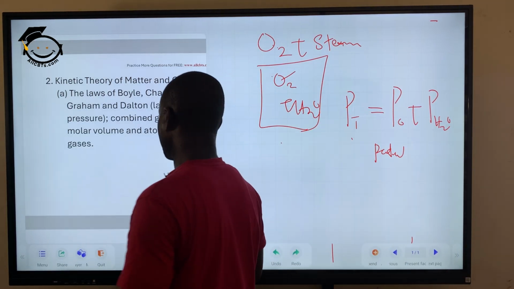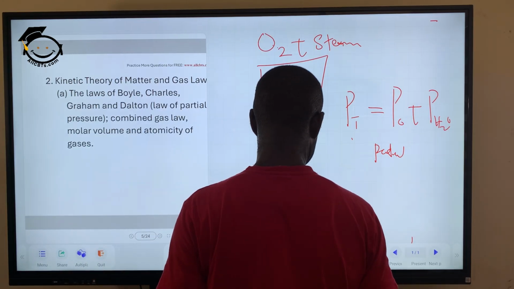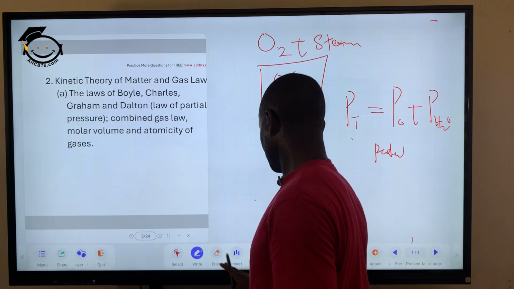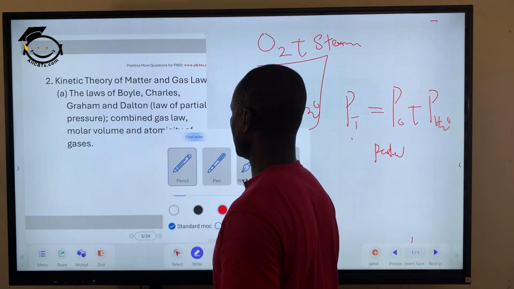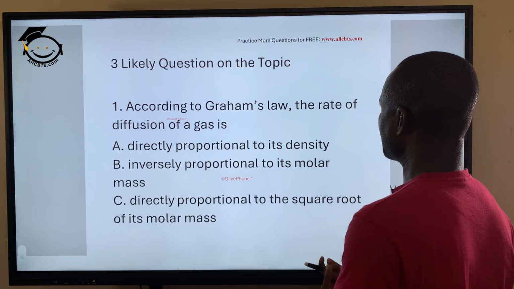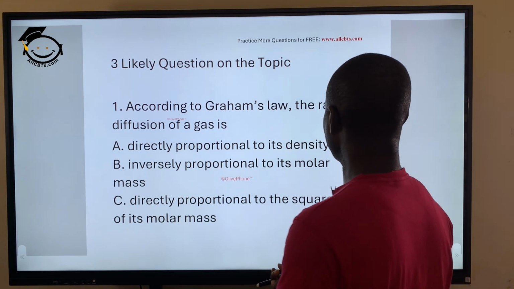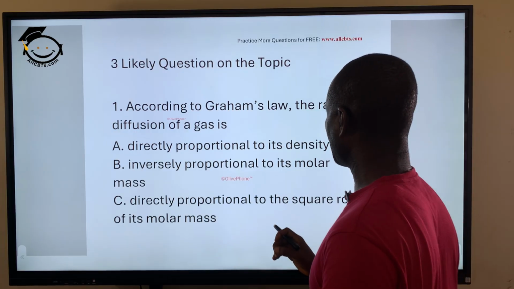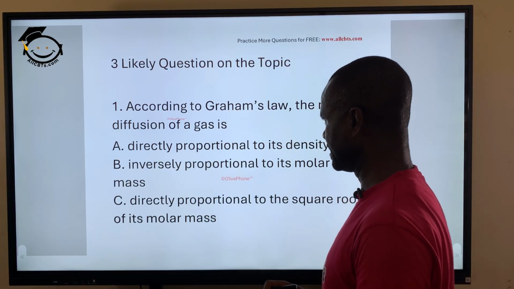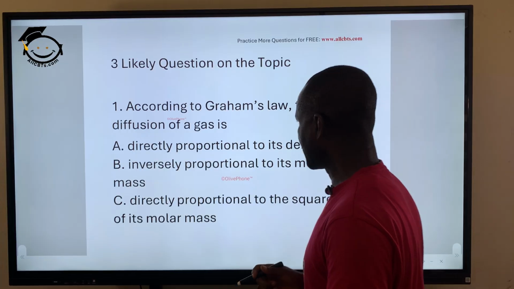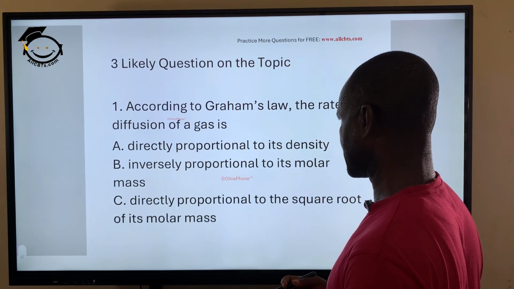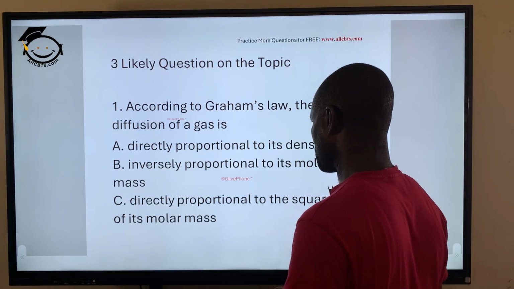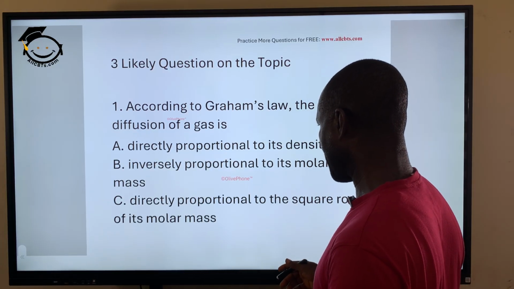Alright. Now let's go ahead and take some likely questions on this topic. Number one, according to Graham's law, the rate of diffusion of a gas is: A, directly proportional to its density. No. B, inversely proportional to its molar mass. No. C, directly proportional to the square root of its molar mass. No.